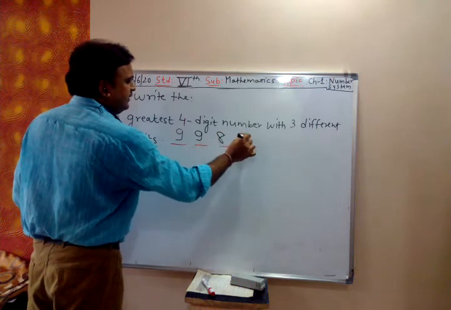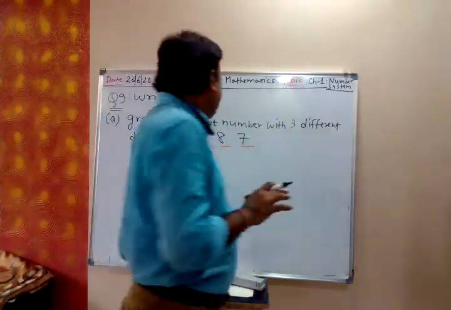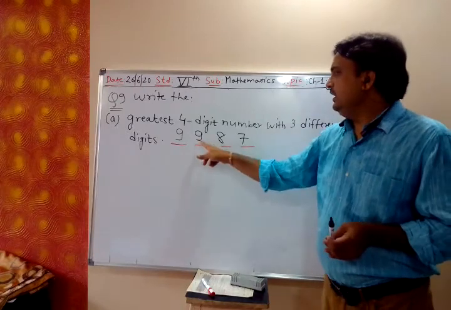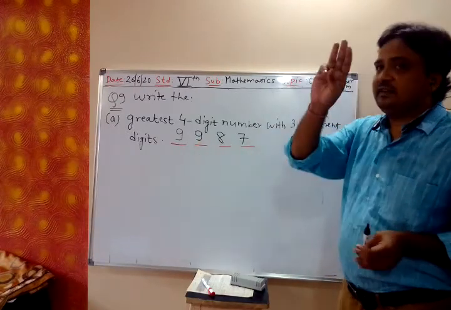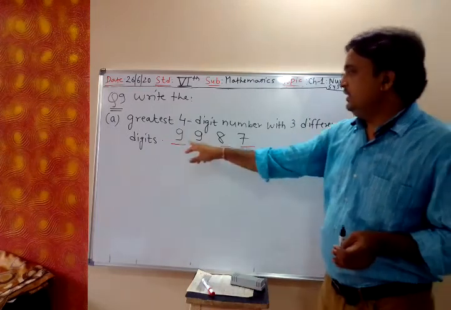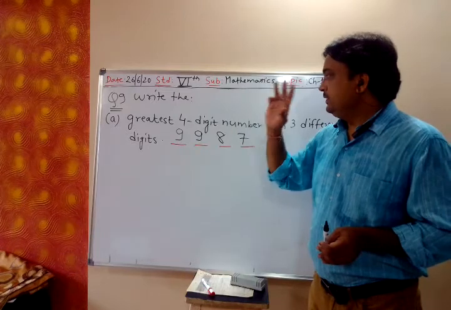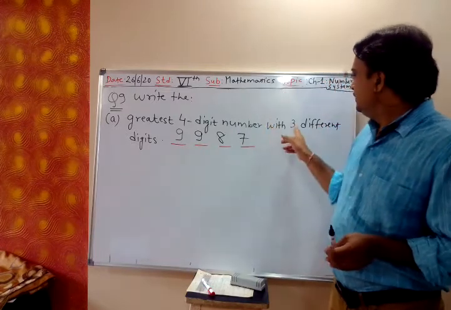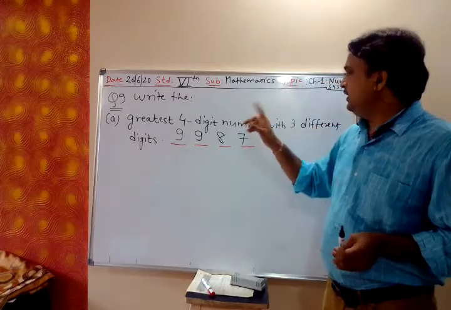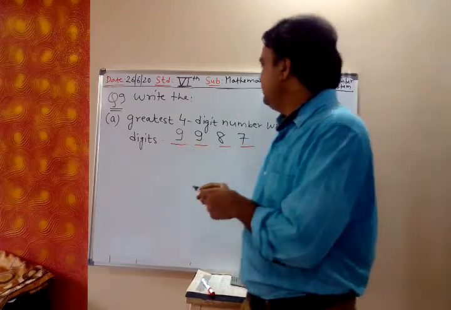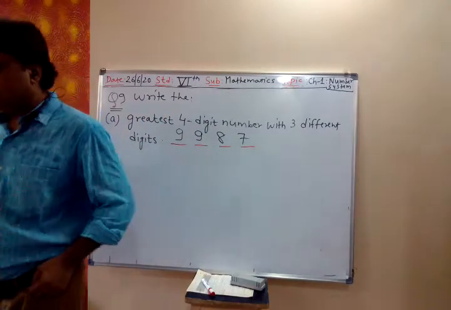So it is 9987. Wait. 9987. Total how many digits are there? 987. 3 digits are there. And we want a 4-digit number. But 3 digits should be different. 3 different digits are 987. So the answer is 9987.